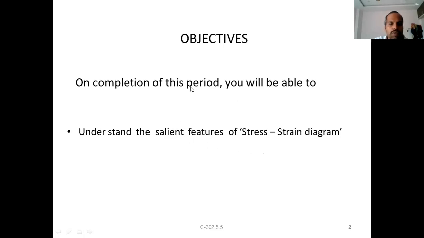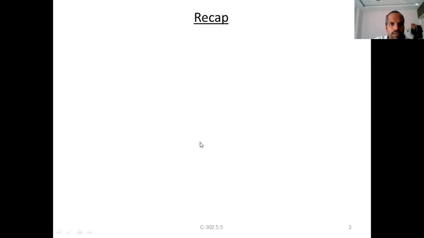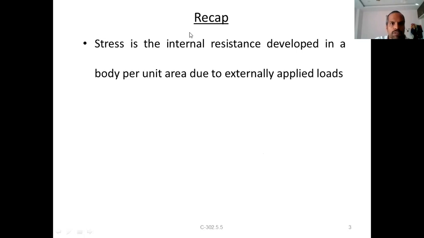We had discussed some salient features in the last session. Now let us continue the previous one. Let us discuss some more points on this, and also recap whatever we have discussed. In the first class of this simple stress and strain topic, we discussed about stress.